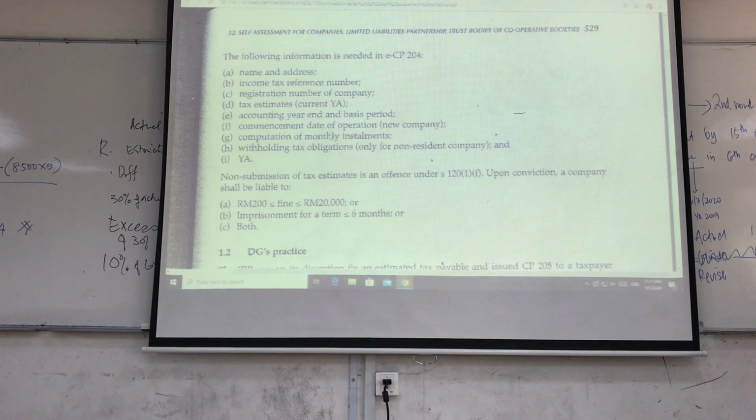In the CP204: name and address, income tax reference number, registration number, tax estimate for the current year, accounting year end and basis period, commencement date for a new company, computation of monthly installments, and withholding tax obligation, if there is any, for your non-resident company, and year of assessment.